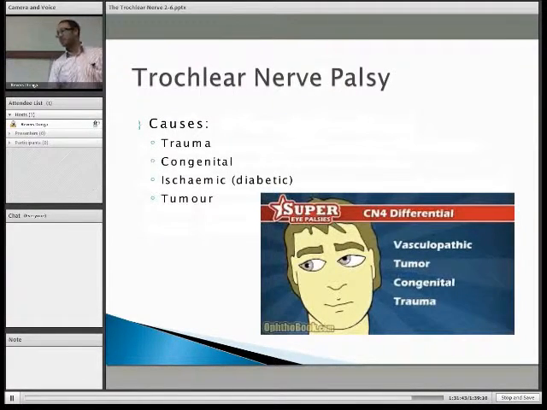There's a number of causes of trochlear nerve palsy, and depending on the age of the person, it's roughly a third for each. I know that adds up to 4/3, but it's because it's an average over multiple ages. So the main causes are trauma, congenital, ischemic, and tumour.